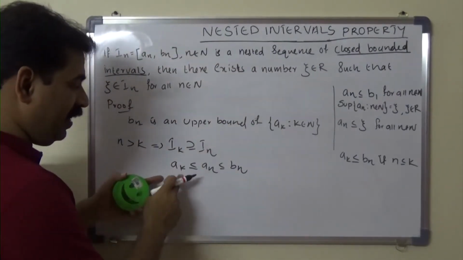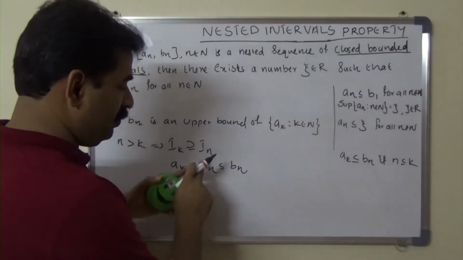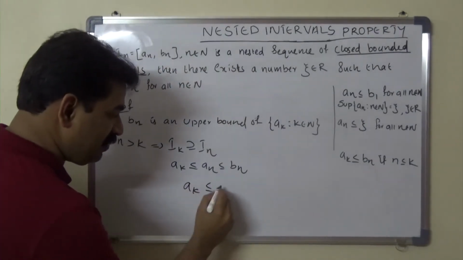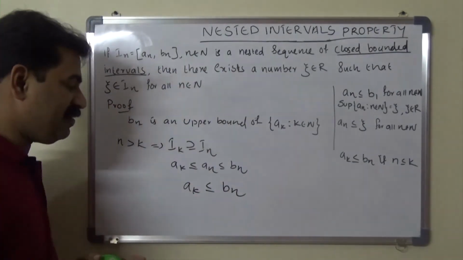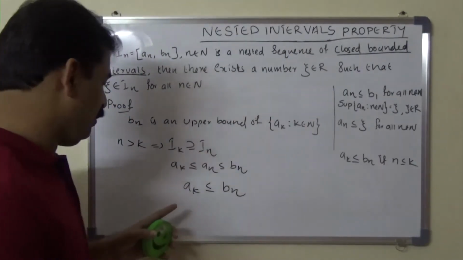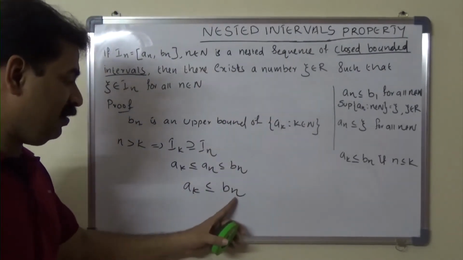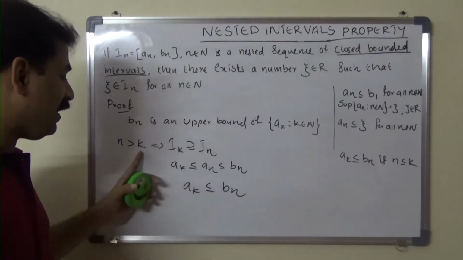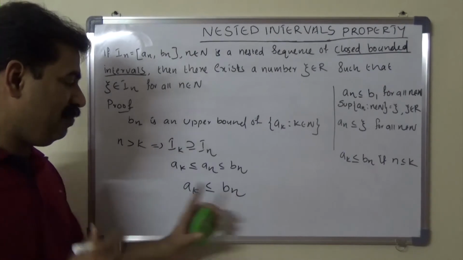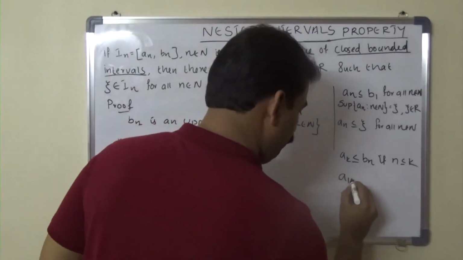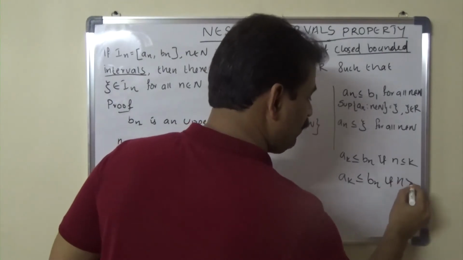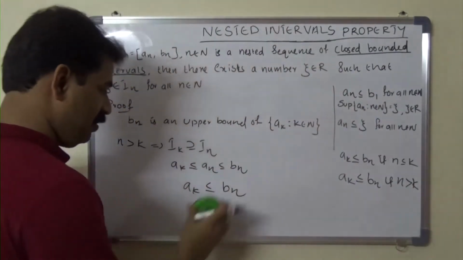So we get AK is less than or equal to An, which is less than or equal to Bn. So we can write AK is less than or equal to Bn. That means if n is greater than k, then we get AK is less than or equal to Bn.